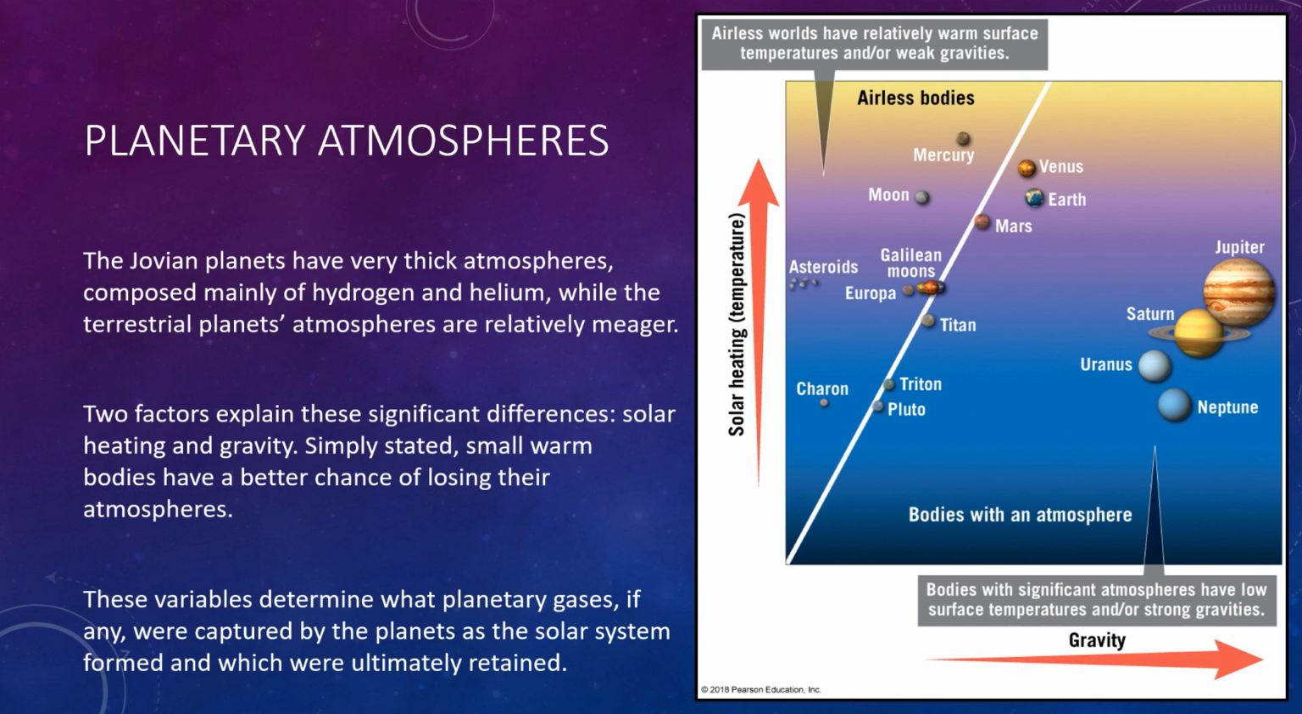Airless bodies develop where solar heating is strong or the gravities of those bodies are weak. Simply stated, small and warm bodies have a better chance of losing their atmospheres. Gas molecules are more energetic and hence faster moving on a warm body, and they need less speed to escape the weaker gravity of the smaller body.